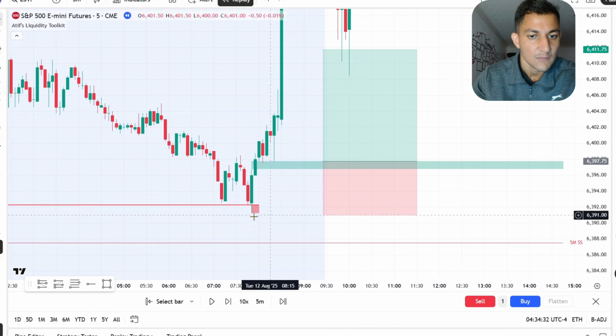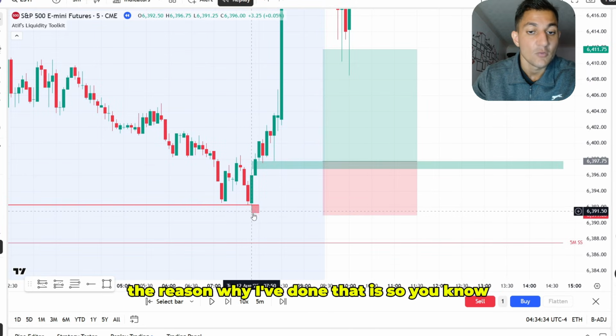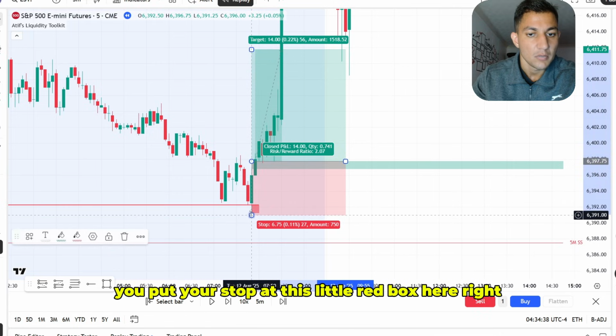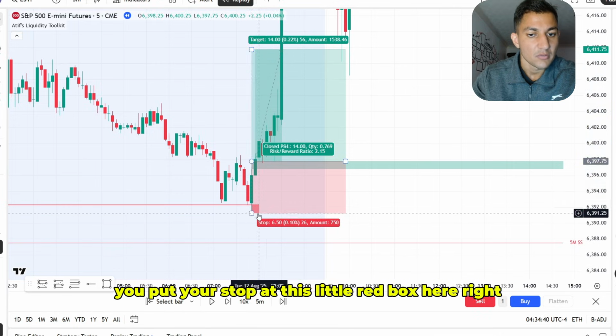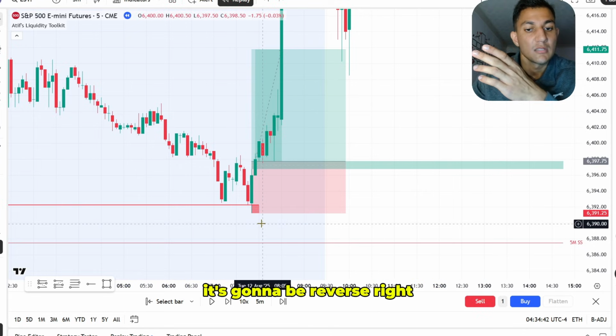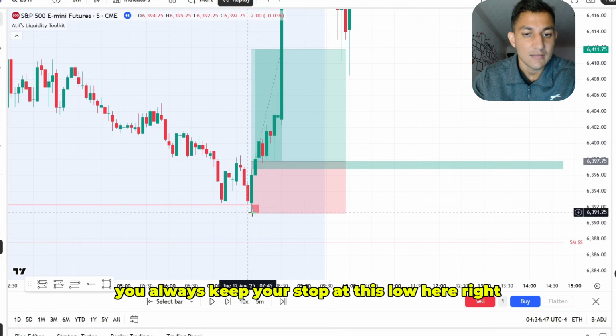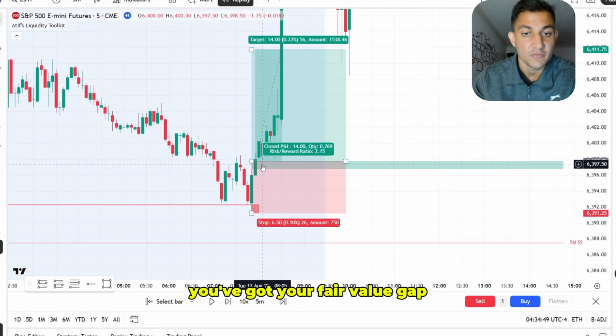Let me just move this over here. Remember how I said this is the sweep? The reason why I've done that is so you know where to put your stop, right? You put your stop at this little red box here, right? And obviously if you're bullish, it's going to be reverse. So you're going to put your stop here. You always keep your stop at this low here, the sweep low here. You've got your fair value gap.